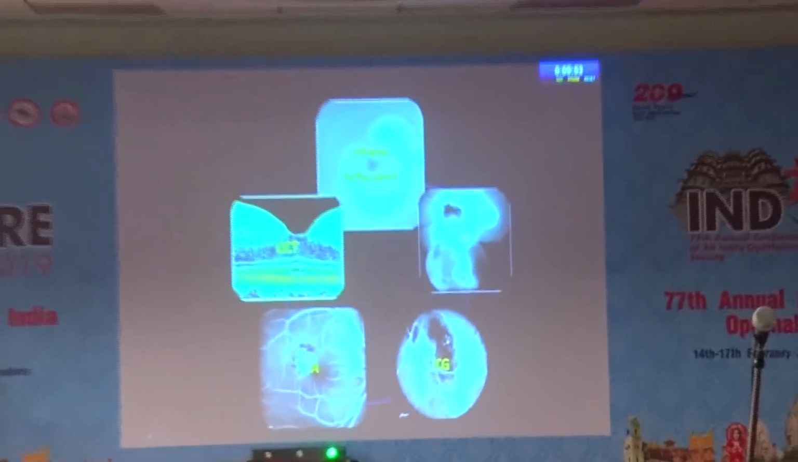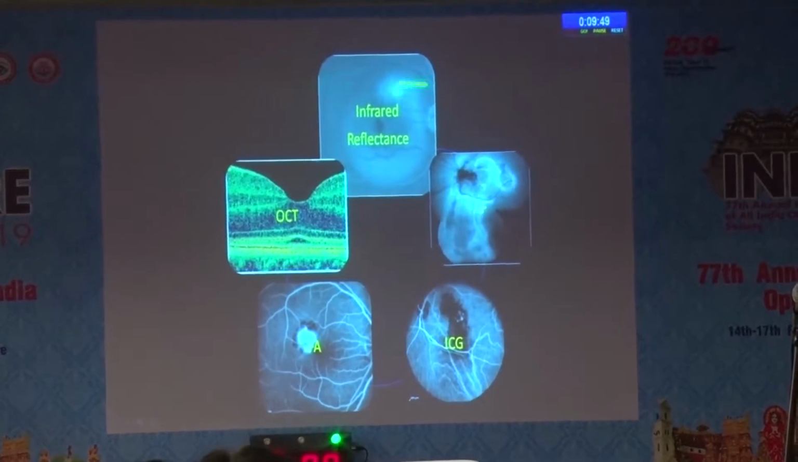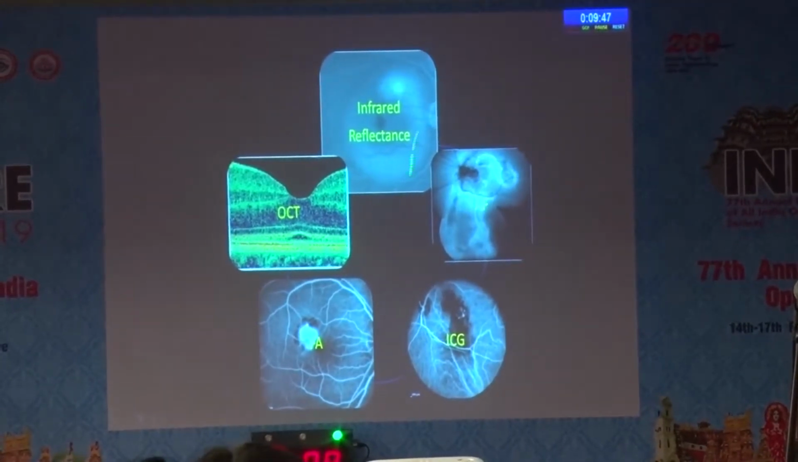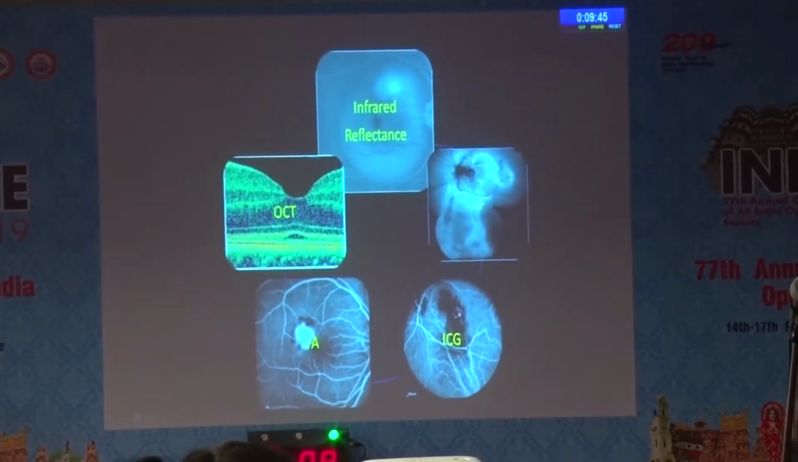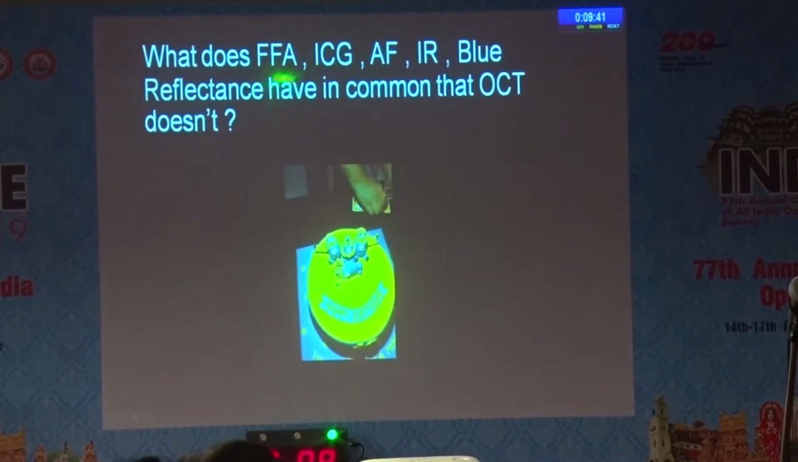So we have different modalities in imaging. We have all these images. So what is the difference between OCT and all the other images? This is something I'd like to stress first. What do all these have that the common regular OCT does not have? And this is the answer.